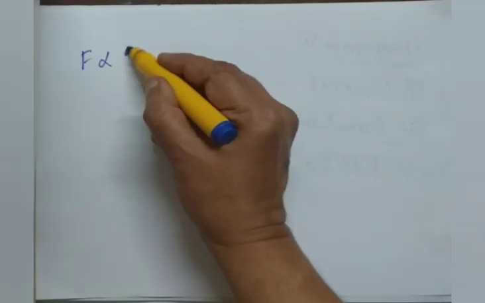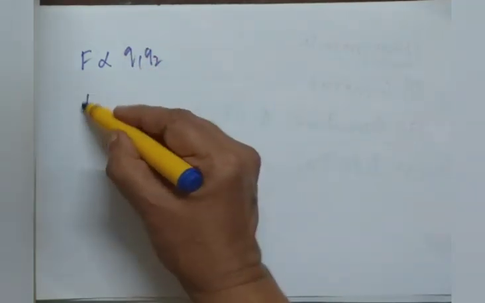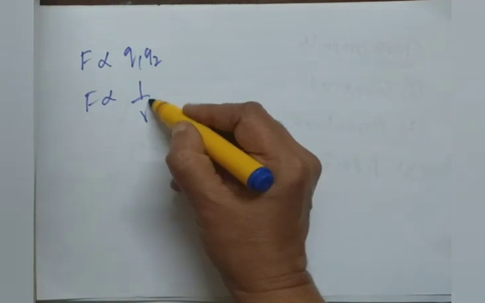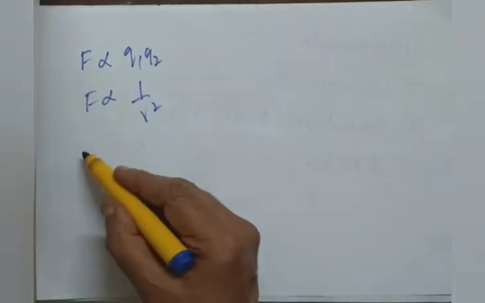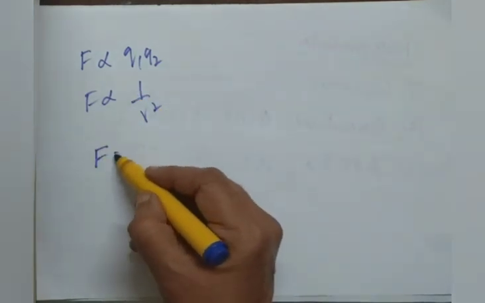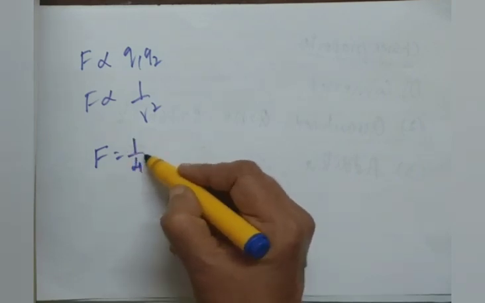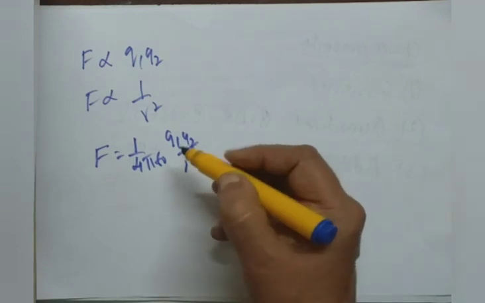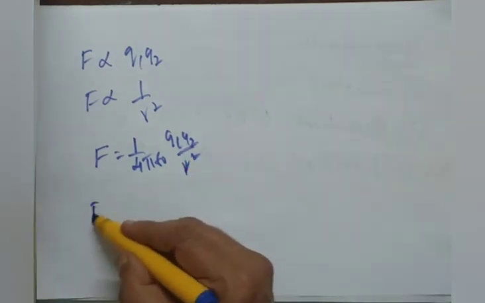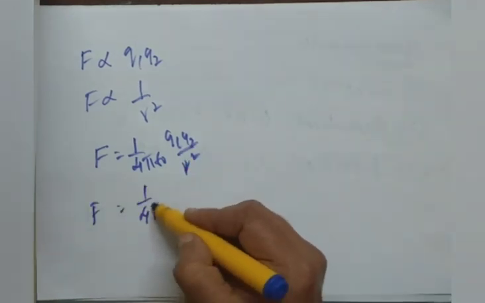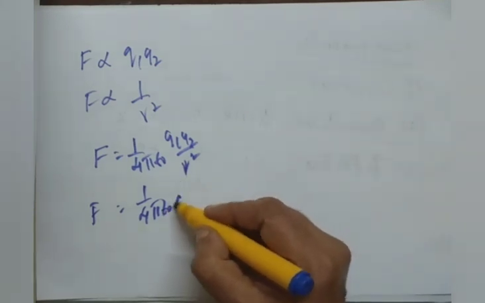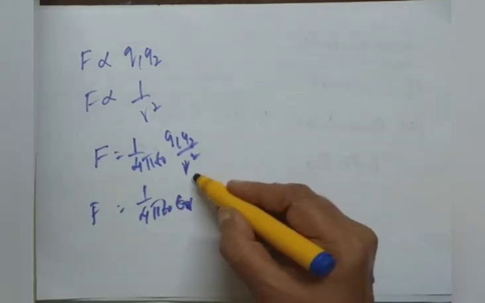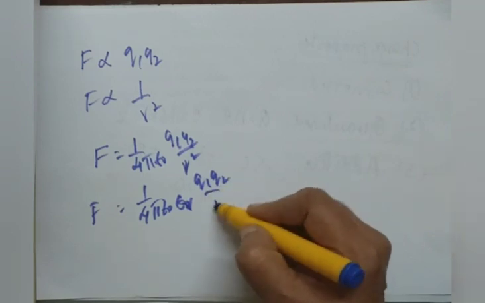Coulomb's law tells you the force between two charges is directly proportional to the product of the two charges and inversely proportional to the square of the distance. When you keep them in vacuum, that will give you 1 by 4 pi epsilon naught Q1 Q2 by R square. When you keep it in a medium, 1 by 4 pi epsilon naught, plus the dielectric constant epsilon R to be introduced in the denominator, R square.